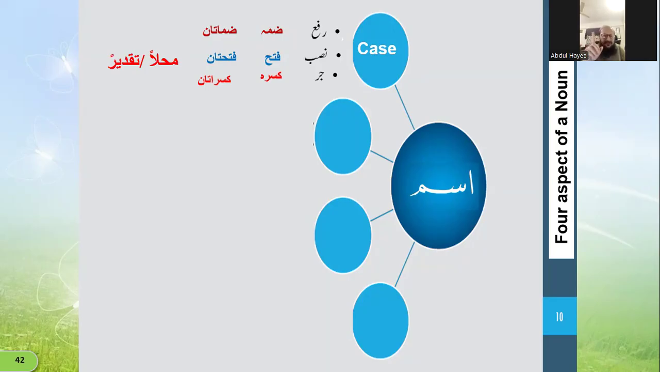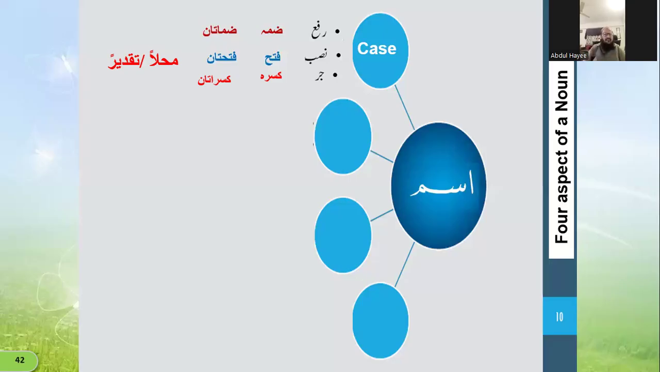When it comes as a fa'il, we will say it's rafa state. When it comes as a maf'ul, we will say it's the mansub state, meaning the nasb state. When it comes as a relation, we will say it's a jar state. So that is called takdiran. It's written in faith. Mahallan means if it's coming in the place of fa'il, we will call it rafa. When it's coming in the place of maf'ul, we will call it nasb. When it's coming in the place of relation, we will call jar. So that we will study inshallah later.